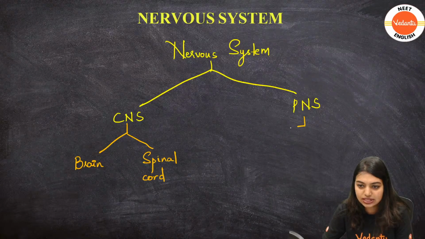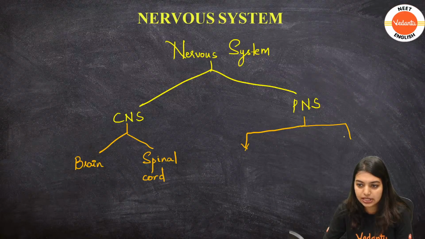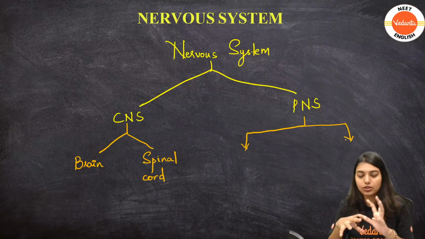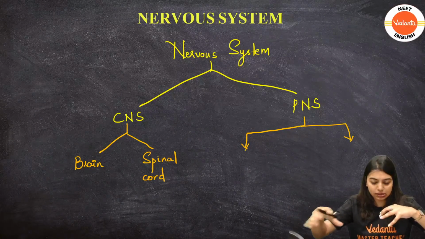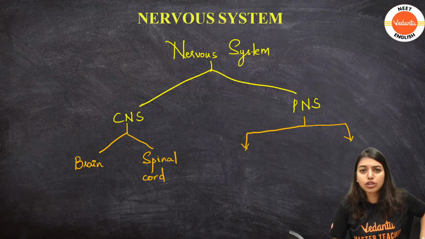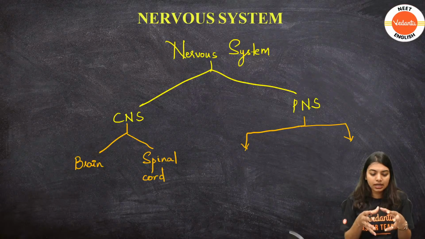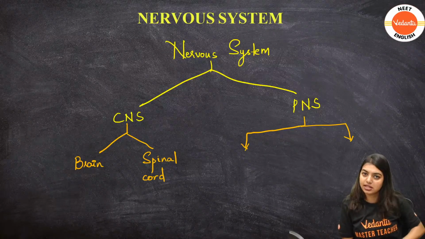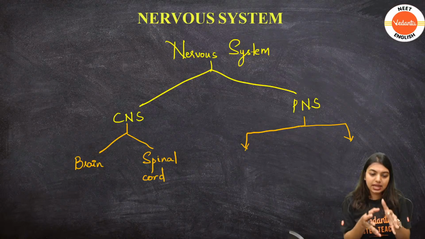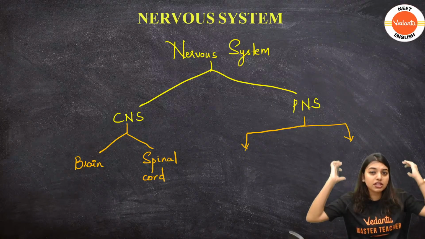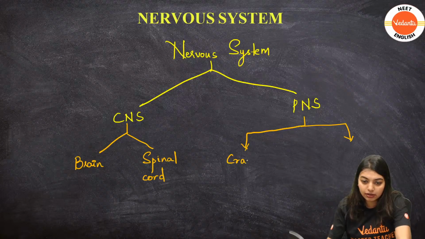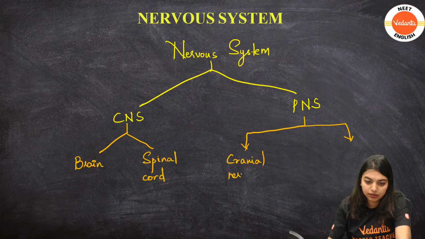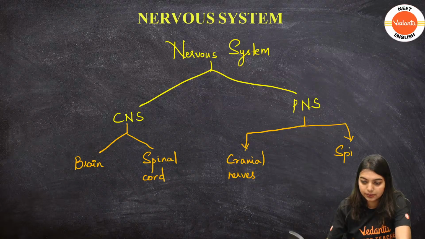Who will come under the PNS? The brain and spinal cord are like the central location. Now imagine you have to travel to one place, say Delhi or Jammu Kashmir. There are different ways to reach that place. In the same way, there are a lot of nerves that go to the central nervous system, and those come under the PNS. That is your cranial nerves and your spinal nerves.